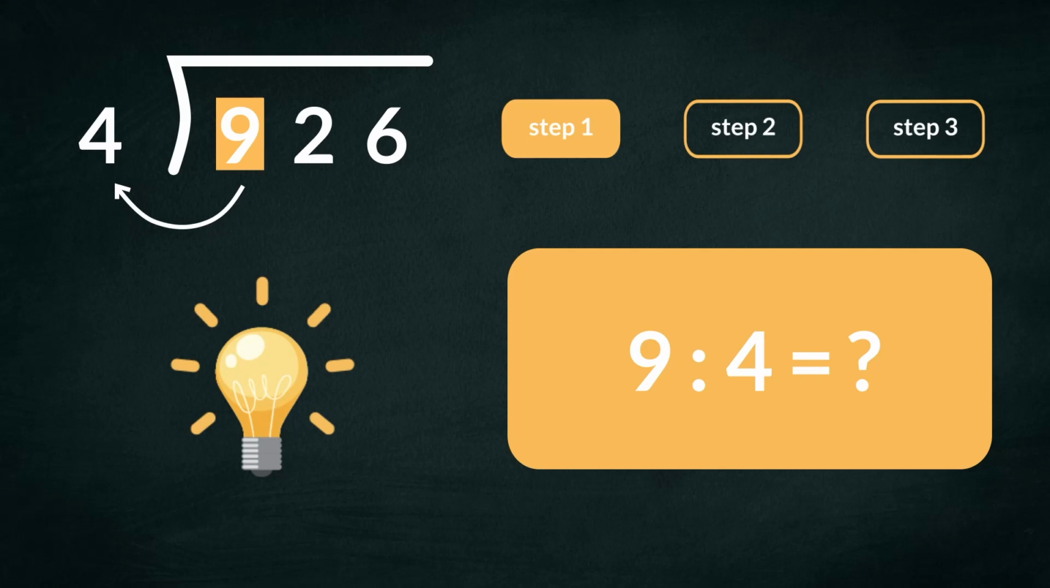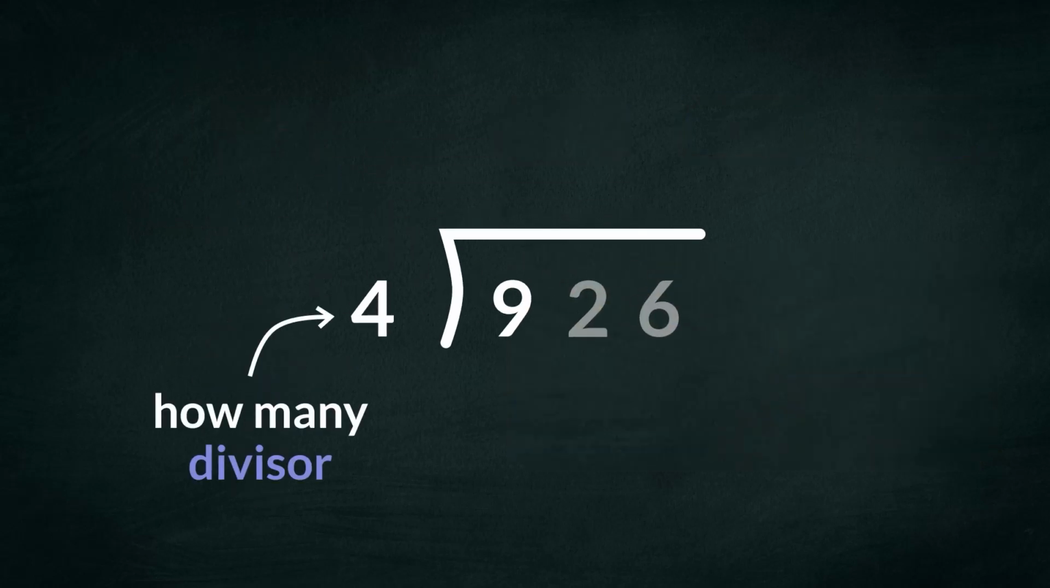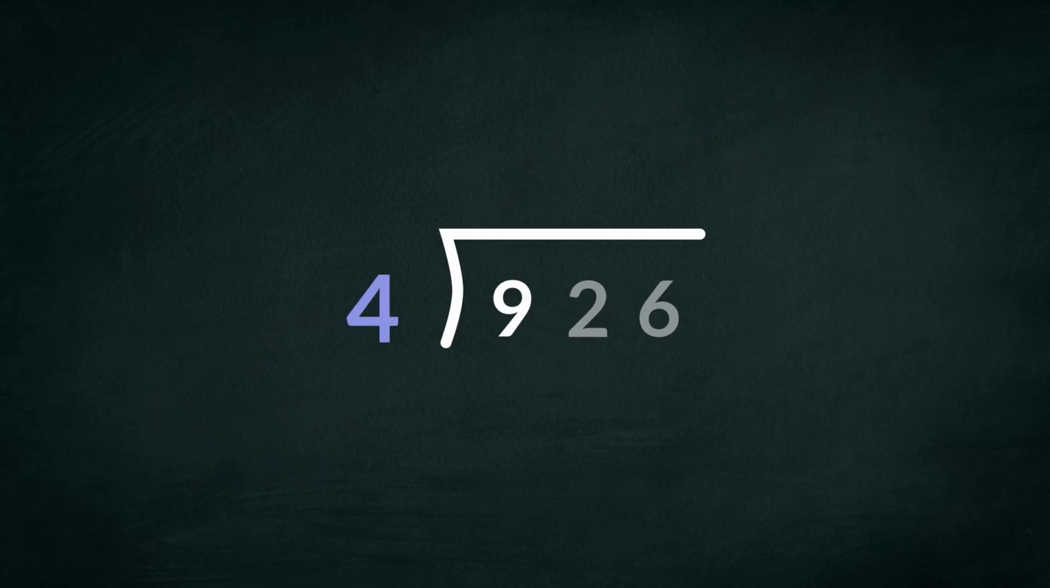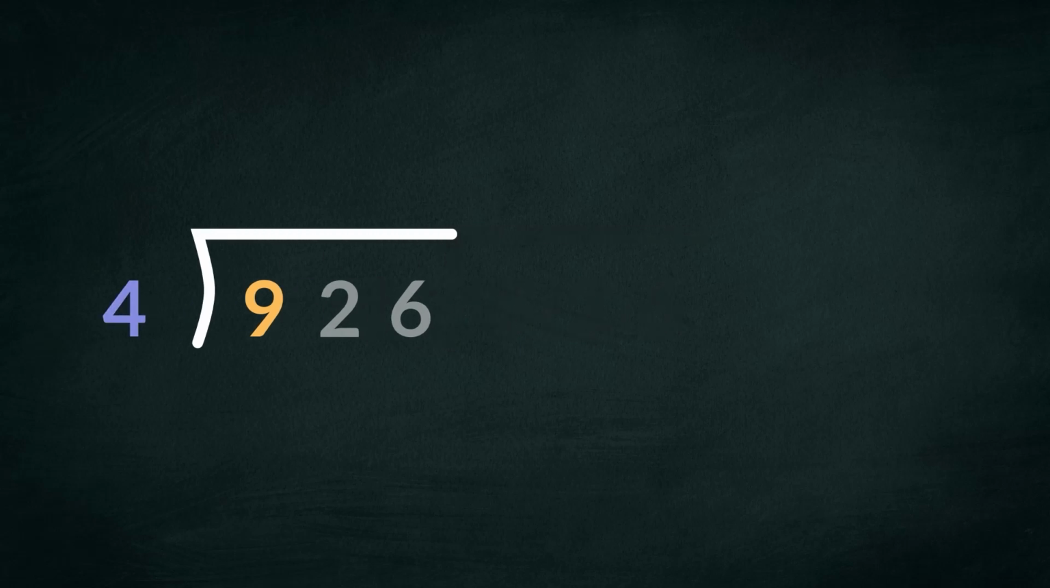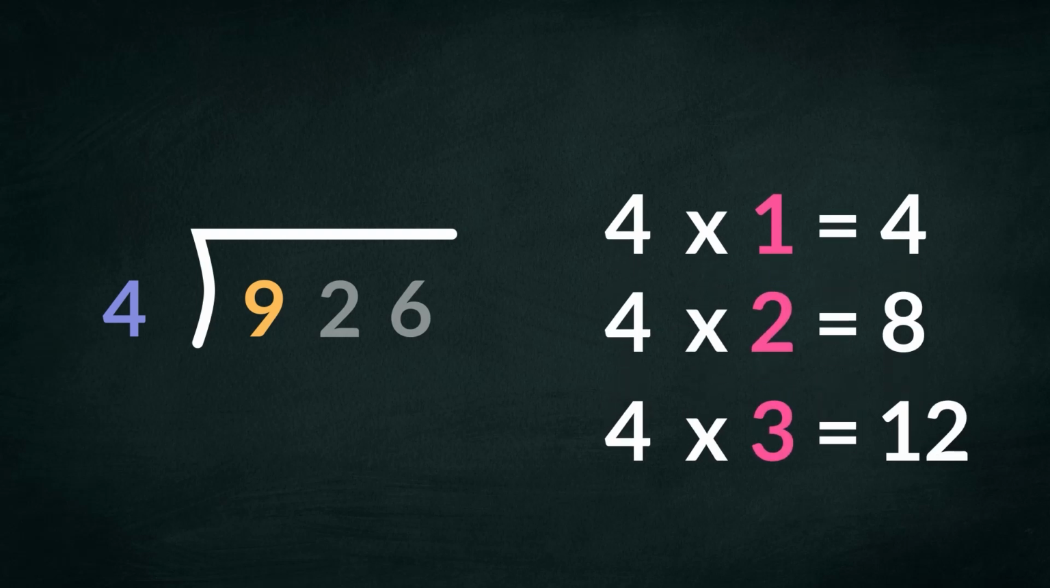When we stumble upon a non-divisible problem like this one, we need to answer this question. How many divisors does it take to reach or almost reach the dividend? In this division, how many 4s do we need to make a number that can almost reach 9? Alright, let's write down a short list on the side. 1 4, which is 4 times 1 equals 4, 2 4s, or 4 times 2 equals 8, or 3 4s, which is 4 times 3 equals 12. Let's try each one of these and discuss which one is most suitable for the answer.